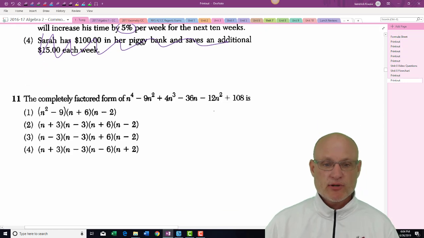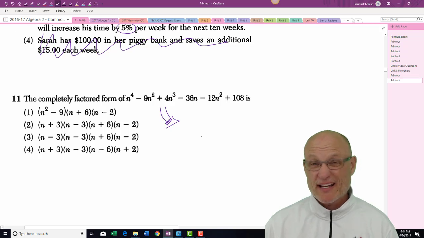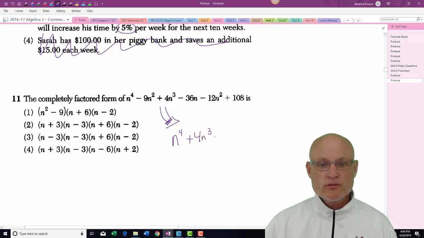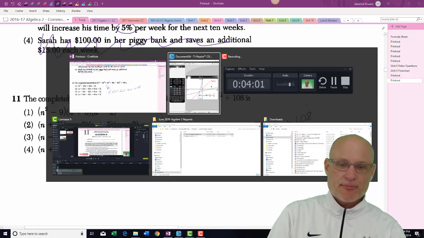And then we get to this question. First thing I think we need to do on this question is combine like terms. At first when I read it, I'm like, oh, that's pretty easy. But then I'm like, holy crap. So let's do this. N to the fourth plus 4N cubed minus 21N squared minus 36N plus 108. I don't even know what they were getting at with this problem other than, yeah, perhaps I could graph this thing.